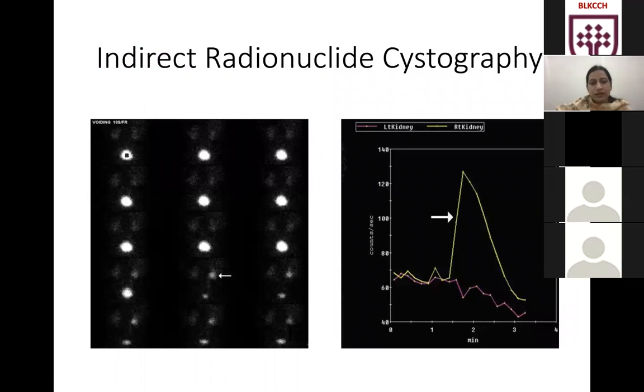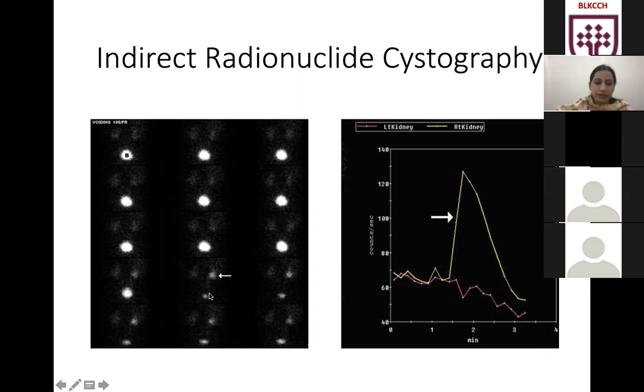So there is one way to avoid catheterization also. Here the contrast is instilled intravenously, and after it reaches the bladder, this can be performed in an older child who can hold urine. After it reaches the bladder, the child is asked to void. And in case of reflux, one will see a sharp peak increase in radioactivity in that side of the kidney.